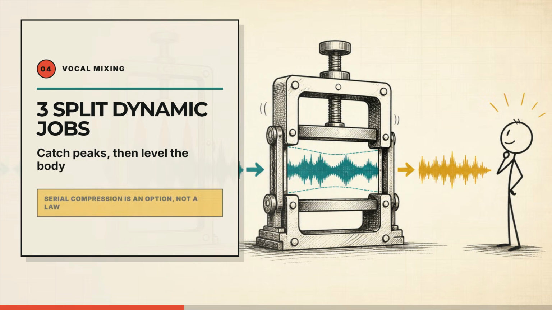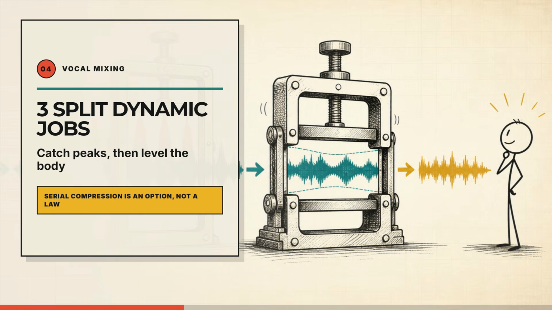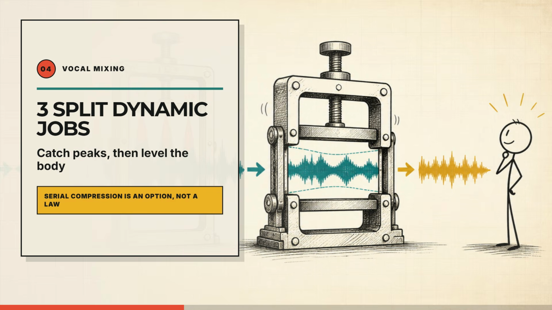Tip 3. Split the dynamic jobs when one compressor is trying to do everything. A vocal performance contains fast peaks, sustained notes, breaths, and phrases that change intensity. One compressor can manage all of that, but asking it to make a huge amount of gain reduction may pull consonants forward, flatten expression, or create obvious pumping.